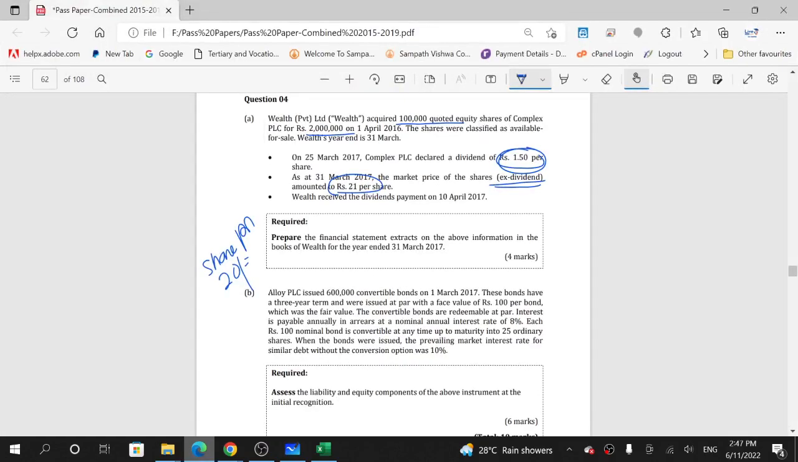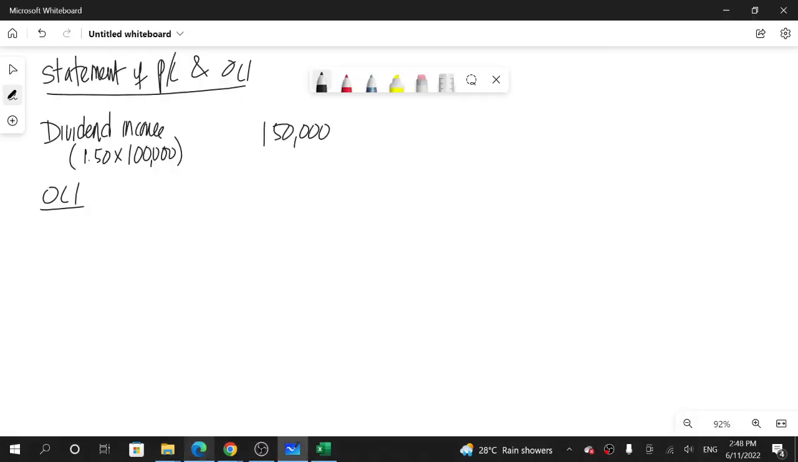This is a fair value through OCI financial asset, right? Equity shares classified as fair value through OCI. So you can take this difference, the changes in value, because they purchased that for 20 rupees per share. Today the price is 21 per share. That means the fair value gain is 1 rupee. So 1 rupee into 100,000 shares, you can show that under the fair value gain. How much is that? Fair value gain is 100,000.